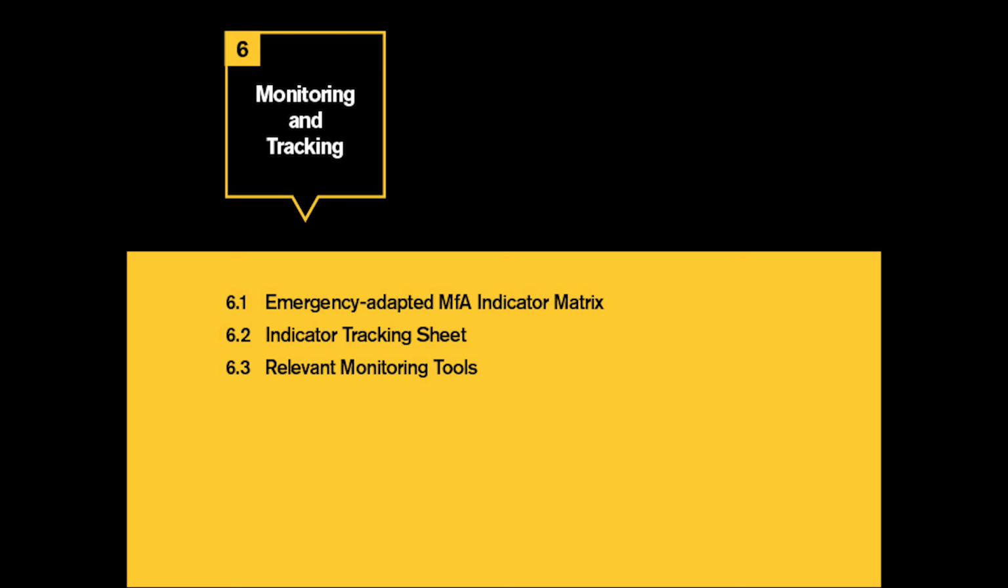It should be noted that the M&E section of the EAF will be revamped as part of the EAF revision process currently underway. This will likely result in the development of Comet Lite, an emergency-adapted version of Comet that would likely eventually replace the Excel-based indicator tracking sheet.